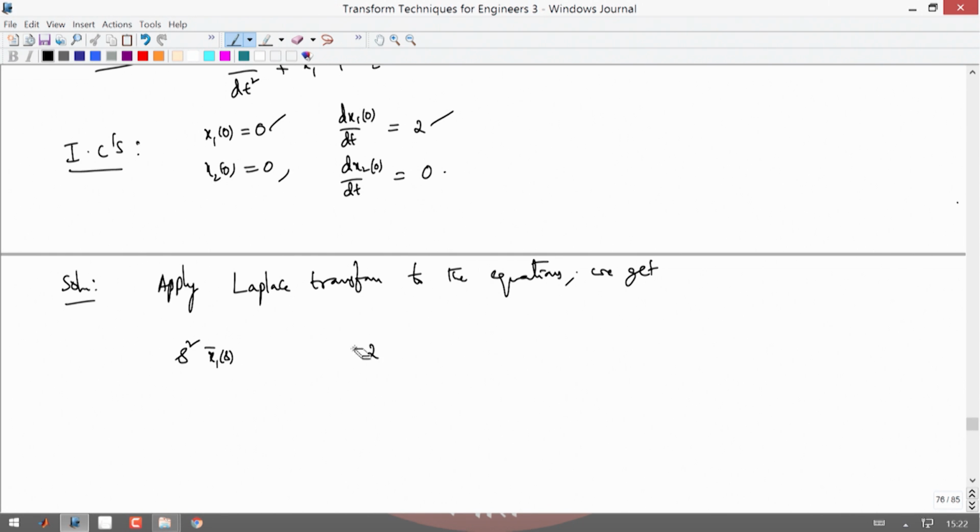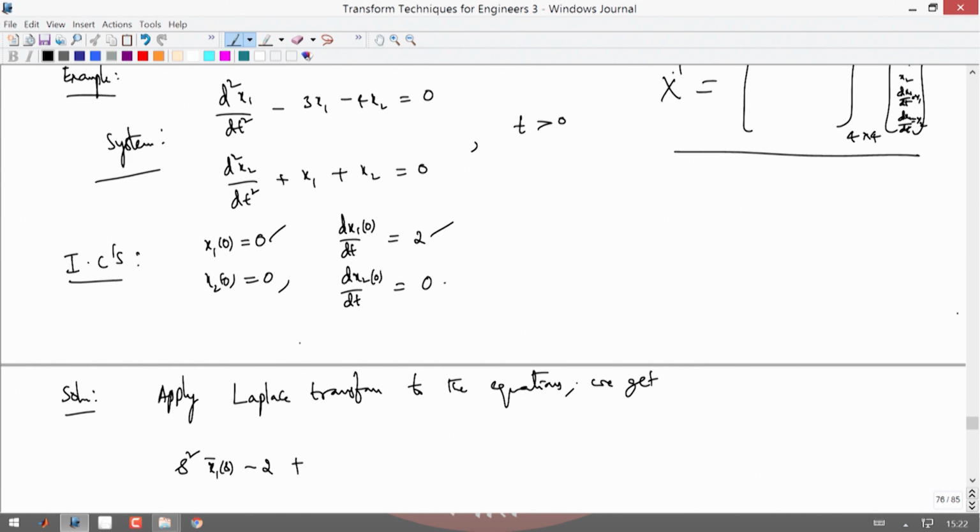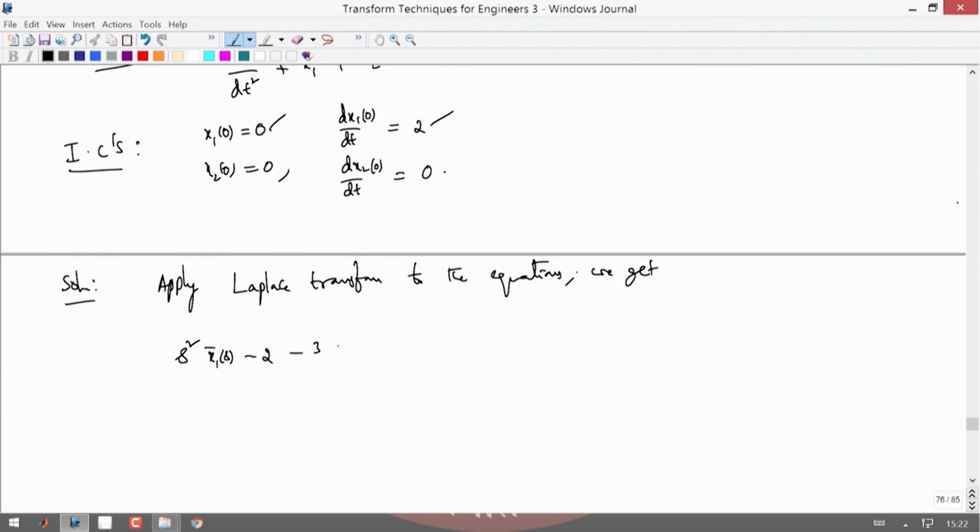So, that makes it minus 2 here, and minus 3x1 bar of s minus 4x2 bar of s is equal to 0. So, this is one equation. The other equation you can get by applying the same procedure to x2.